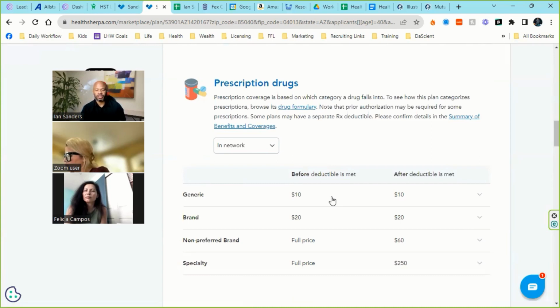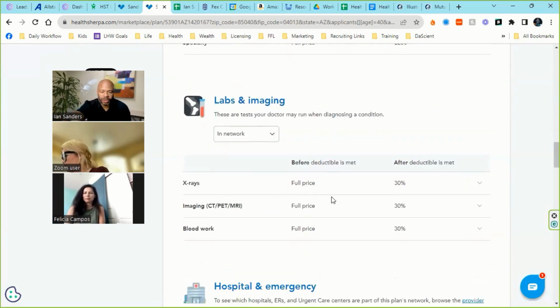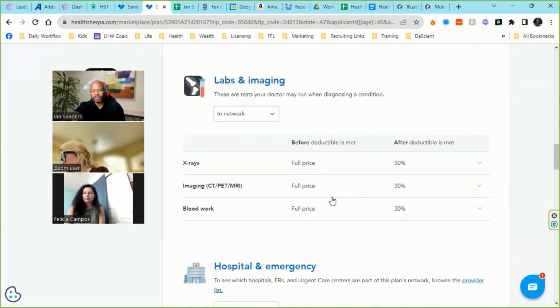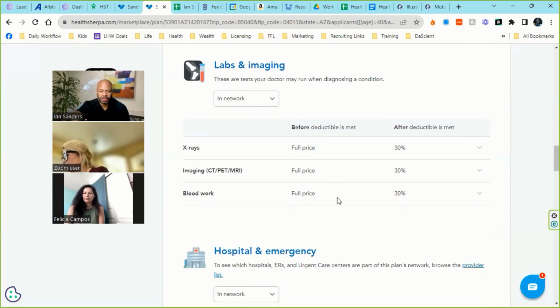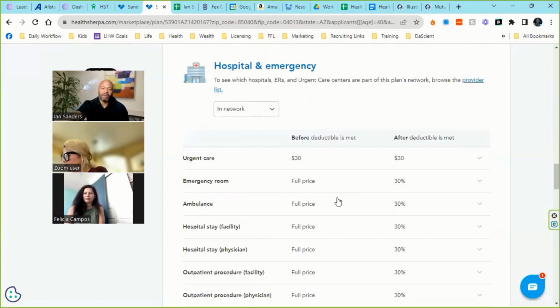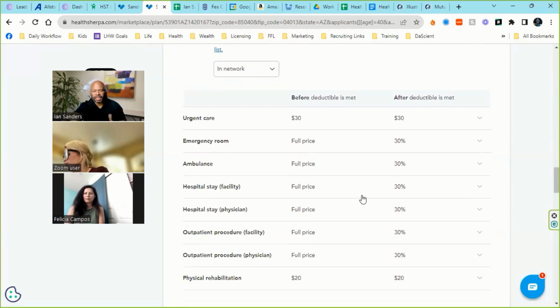After that, it would either be $60 or $250, depending on the price and what type of prescription it is. For your labs, you would pay the cost of that until you hit the deductible, and after that, it would be 30%. But if you go into urgent care, it would just be a $30 copay. For everything else, like emergency room, ambulance, hospital stays, things like that, you pay the full price until you hit the deductible. After that, you pay the 30% until you hit the out-of-pocket maximum. Once you hit the out-of-pocket maximum, you're covered the rest of the year and won't have to pay anything else.